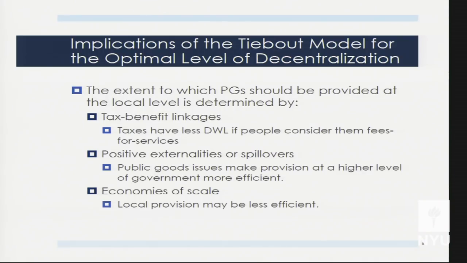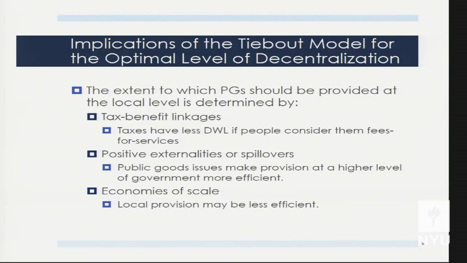or spillovers. With public goods, it's generally positive, right? The idea that when one community provides public goods, another community might benefit from them is the positive externality. So public goods by nature, right, are non-rival and non-excludable. That's what we consider them.